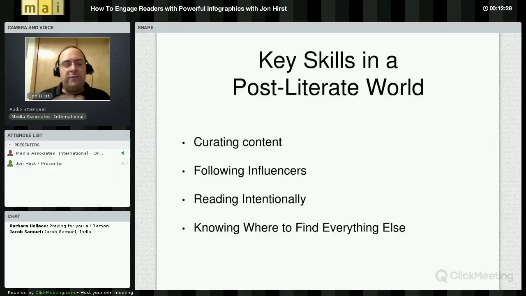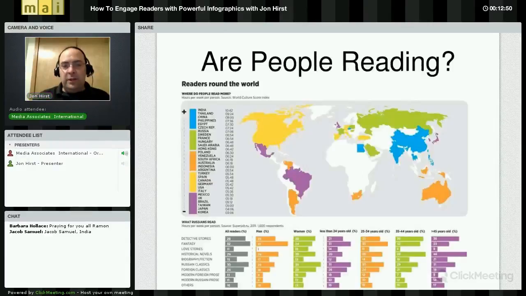And then I think the final reality is know where to find everything else. In a Google world, everything can be Googled very quickly. And so a lot of the skills that we need to train post-literate readers in is they need to read certain things, but they need to know where everything else is and when to access it and how to access it. So in that reality, I wanted to show you this quick map.